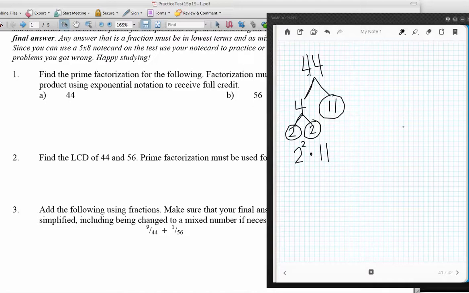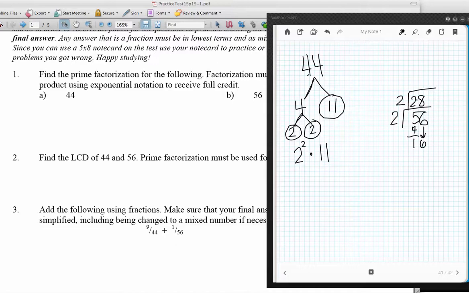Now I'm going to do 56 in a little bit different manner. I'm going to use division to do 56's prime factorization. You have to start out with a prime number in order to get this method done, so I'm going to start with 2 since 56 is an even number. 2 goes into 5 2 times, and that's going to give you 4, and then 1 left over, and then you bring down the 6, so that's 16, and 2 goes into 16 8 times. Now that's not a prime number, so I'm going to do the division again.